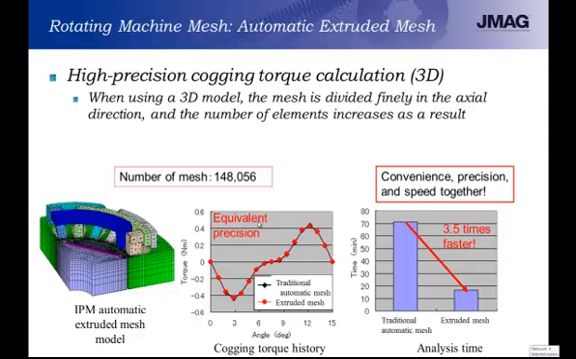Rotating machine mesh, automatic extruded mesh, is a way to reduce the number of elements significantly. So when we're using a 3D model, the mesh is divided finely in the axial direction and the number of elements is increased as a result. The number of mesh elements in this extruded mesh example is 148,000, which is about half the value of what we would use with a traditional method. But the results based on the traditional method and the extruded mesh method are nearly identical, even though the extruded mesh method is nearly 3.5 times faster.